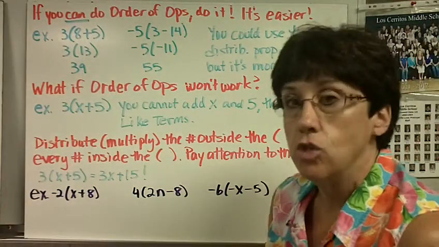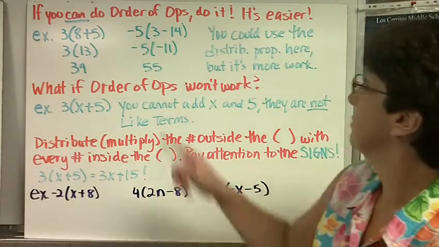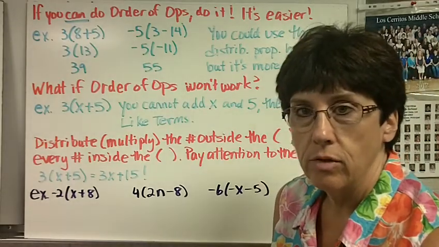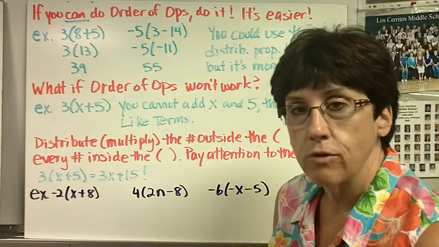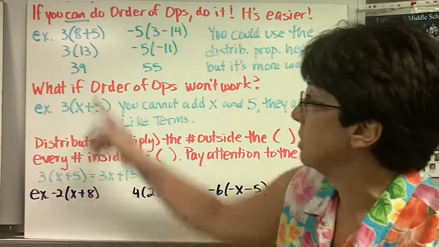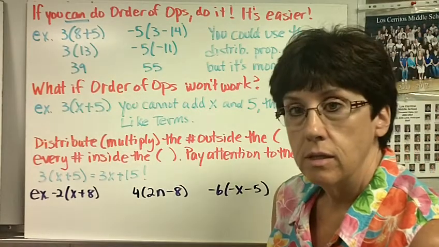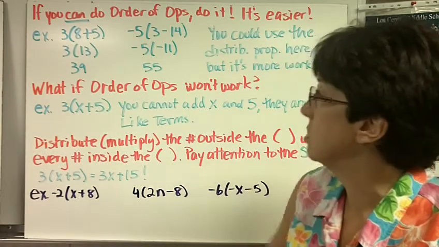If you can do order of operations, do it. It's easier. Let's say you have a problem 3 times the quantity 8 plus 5. Well, if I just looked at this problem, parentheses is the first thing I do. 8 plus 5 is 13. 3 times 13 is 39. That's how you should do that type of problem, okay? Order of operations is just easier.